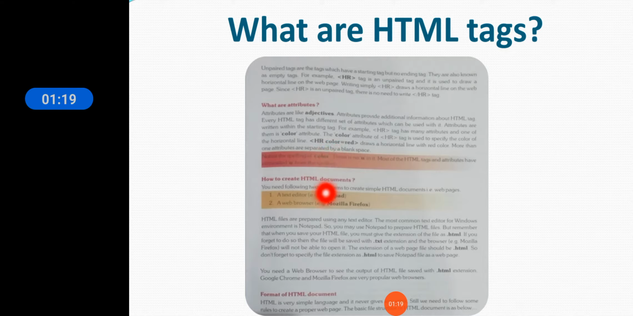How to create the HTML document? We require two things. One is Notepad and another is any web browser, that is Mozilla Firefox, Google Chrome, anything. The next point we need to remember is we have to save the file in Notepad with the .html extension so that we can see the output on the web browser. Now we are going to study the format of HTML tags. Different formats are there, so let us study.